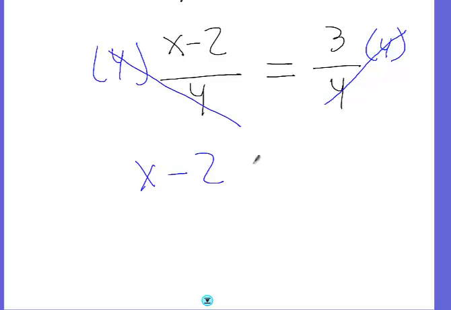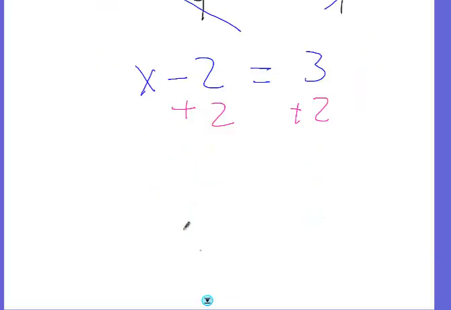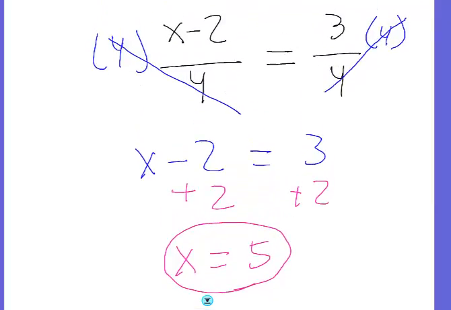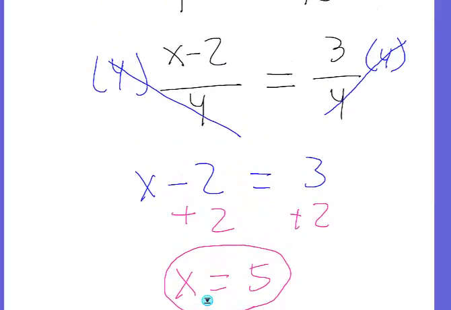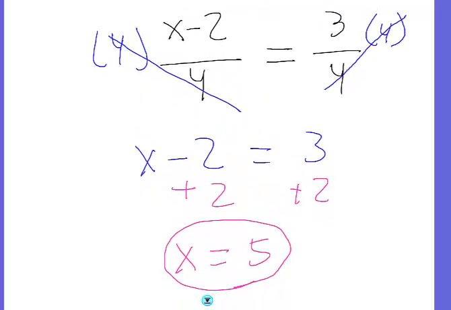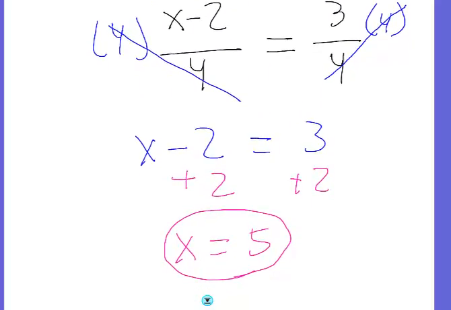So we're left with x minus 2 equals 3. And to solve this, we want to get rid of this minus 2, so we just add 2 to both sides. And x equals 5. Again, that's all solving proportions is. Okay? It's just solving a proportion like that.